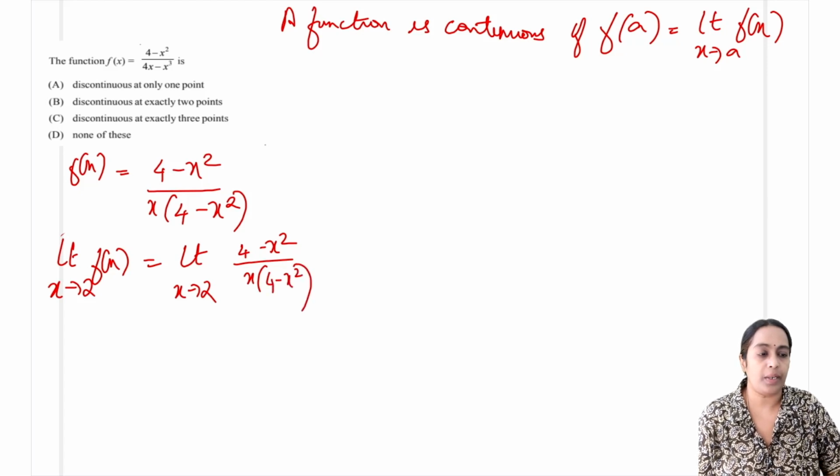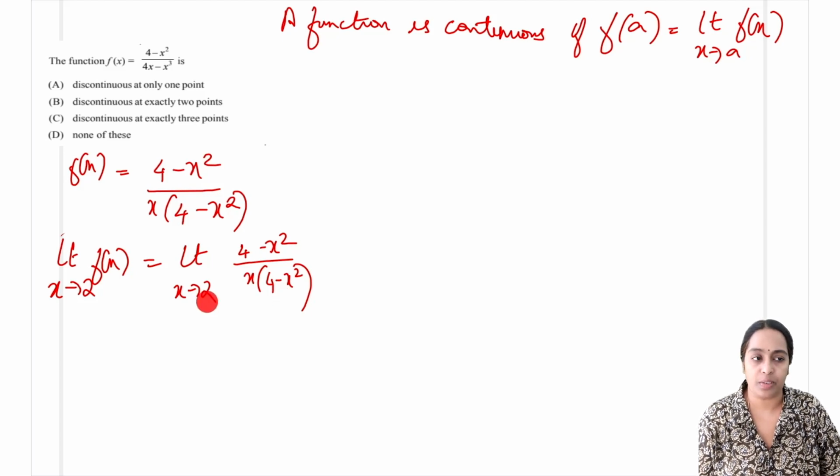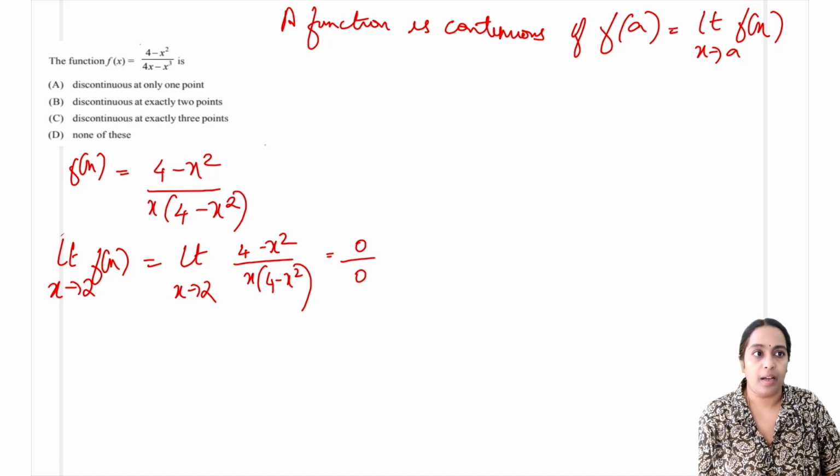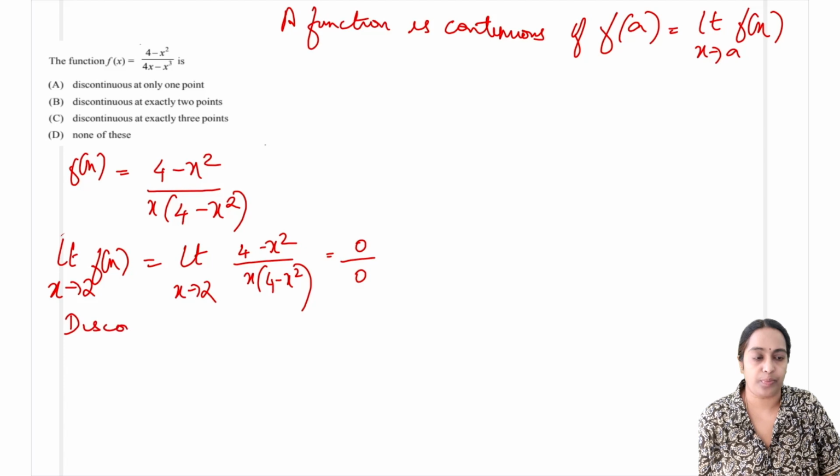Now here when I substitute the value of x is equal to 2, in the numerator, 4 minus x square, it is 4 minus 2 square, which is 0. So the numerator is 0. Denominator again, when I substitute x value to be 2, I have 4 minus 4, again 0. So it is 0 by 0, which is indeterminate form. So it is discontinuous at the point x is equal to 2.